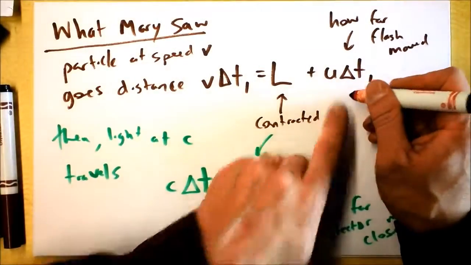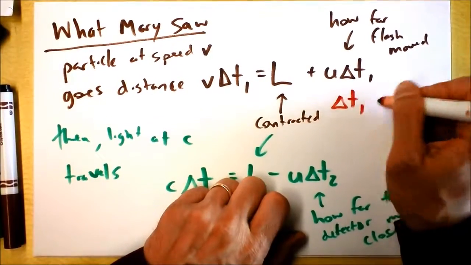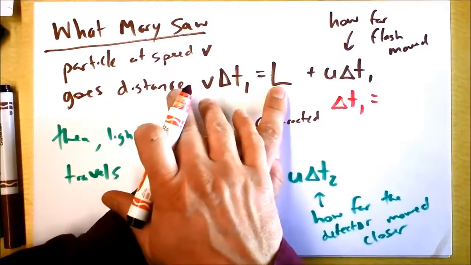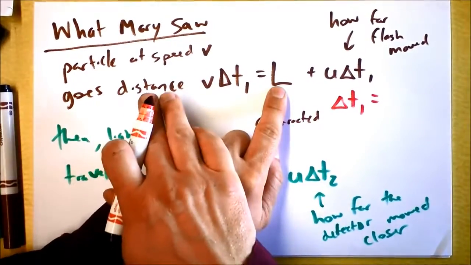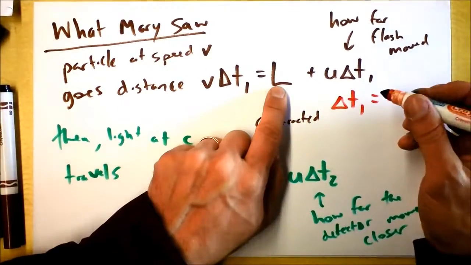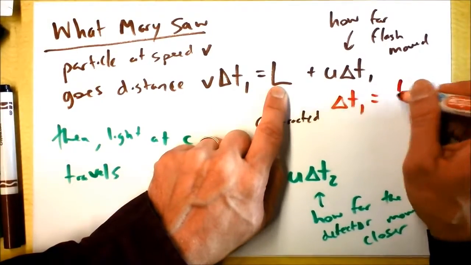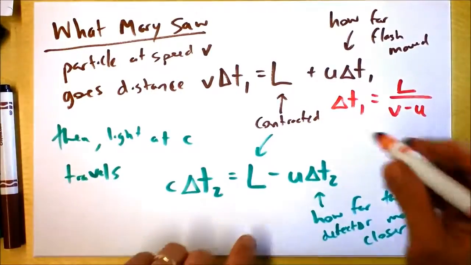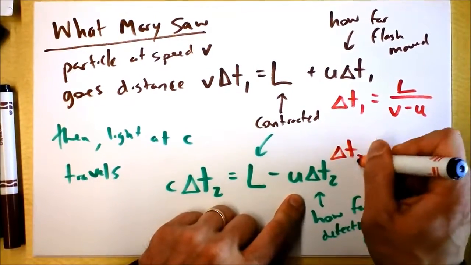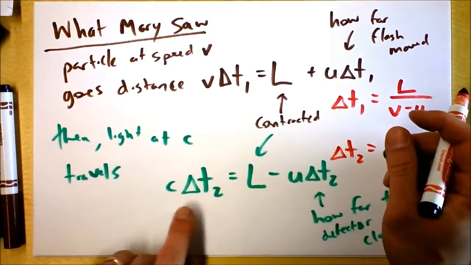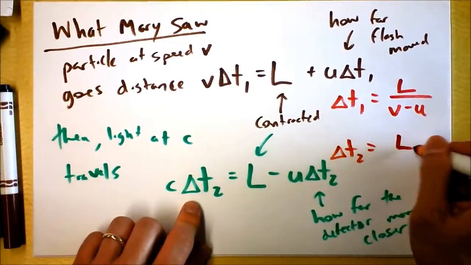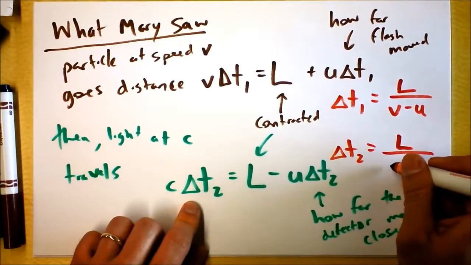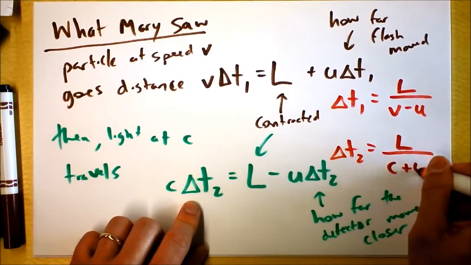Let's solve this one for delta T1. I'll take this over to this side. It's going to be V minus U times delta T1, so I'm going to get L divided by V minus U. That's what delta T1 is, and delta T2 is a little bit interesting. I'll move this over to the other side, and I get L divided by C plus U.